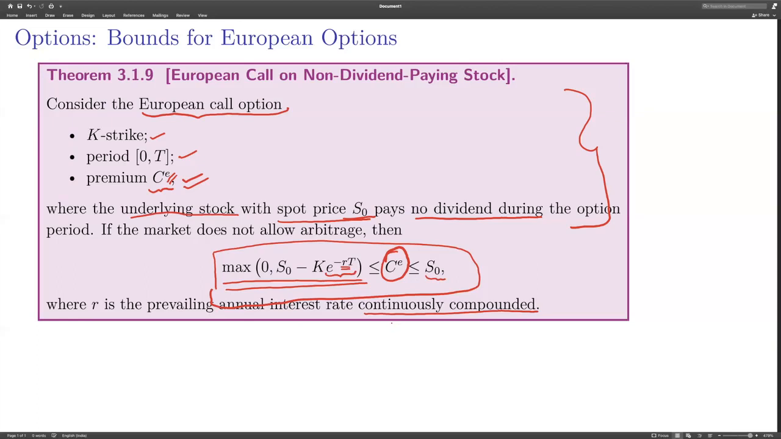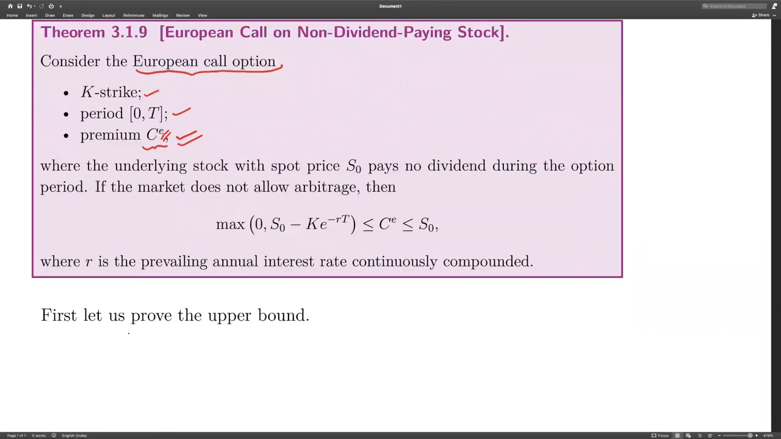Let us see how to prove this theorem. Well, we assume that the market doesn't allow arbitrage. That is, we will be using no arbitrage principle, and therefore you more or less know how to prove this theorem. If you recall, we are already familiar with such ideas from forwards and futures. But still, we will do it in full details. First, let us prove this theorem for upper bound. That is, to prove that CE is less than or equal to S0.